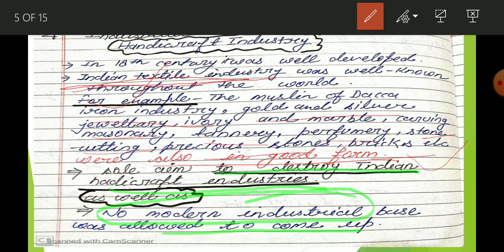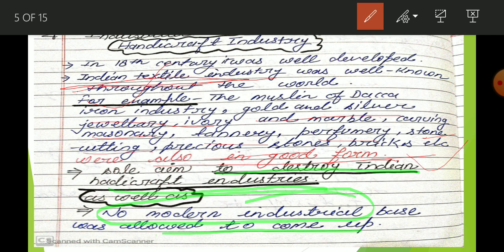They are self reliant, they are not dependent upon other countries. Although they were able to sell it and generate good income, the Britishers' first motive was to destroy this handicraft industry that was world famous. And the second thing, they did not make any serious attempt to establish modern industry. So these were the sole aims of the Britishers.